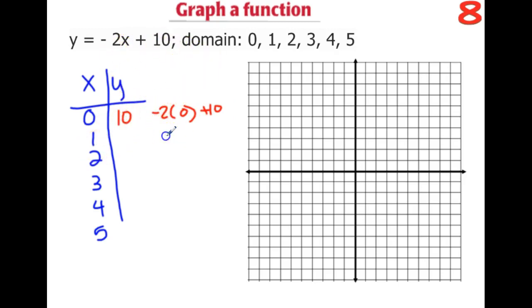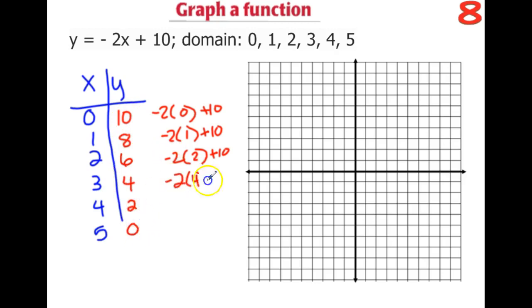Then plug in a 1. Negative 2 times 1 is negative 2. Negative 2 plus 10, there's more positives, there's 8 more. Negative 2 times 2, well, that's negative 4. And 10 minus 4 would give us 6. We see a pattern going down by 2's each time. So next would be 4, then 2, and finally 0.